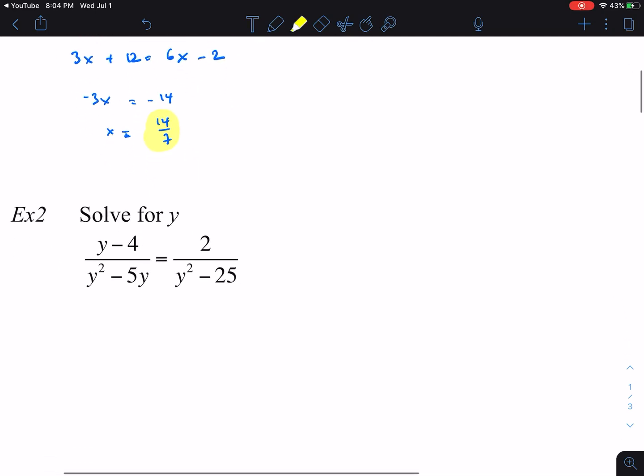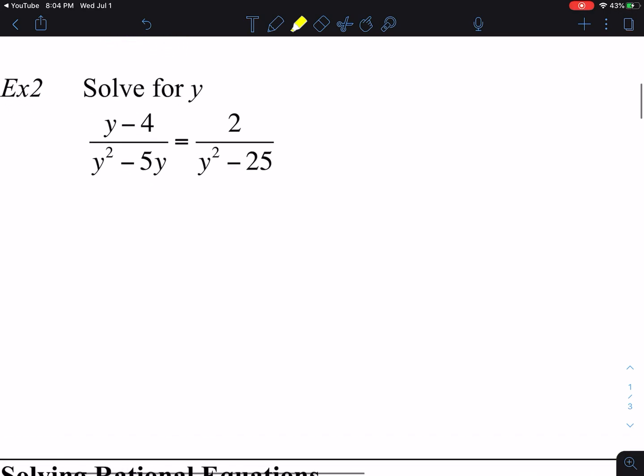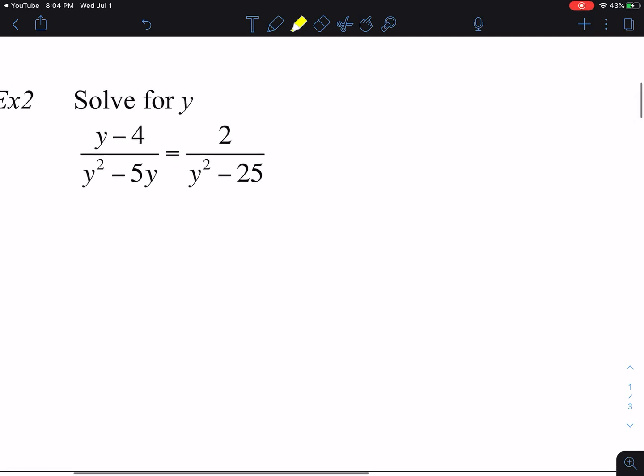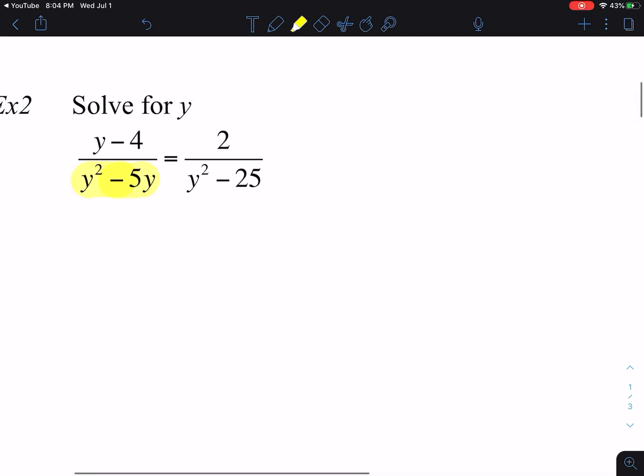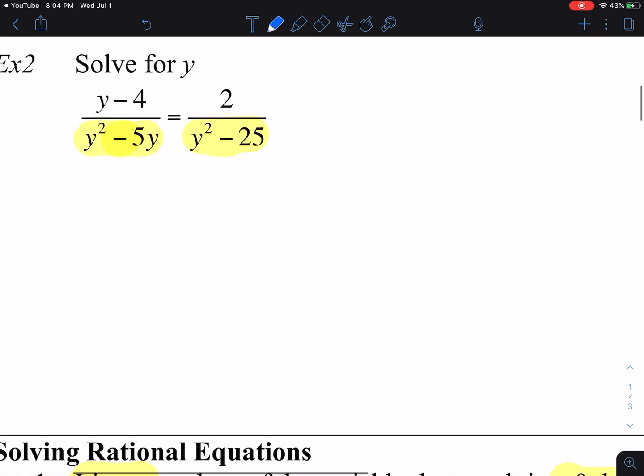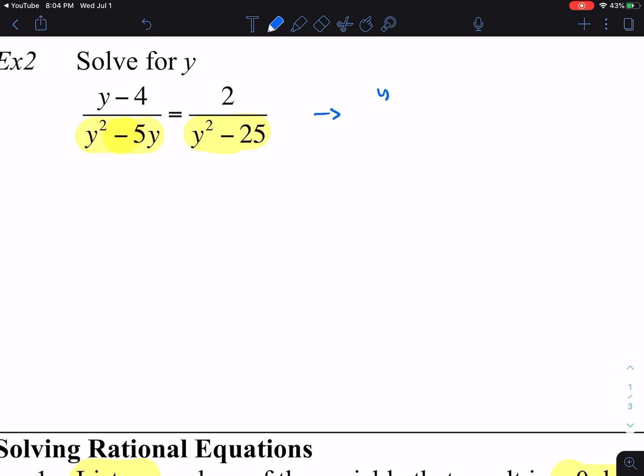All right, for a harder one like this, we do have to identify the values that make the denominator equal 0, which potentially omits them from being part of the solutions. So in this case, these are the denominators, so we look at the values of the variable. First we want to factor this. Let's rewrite the denominators and see what the potential bad values of y are.